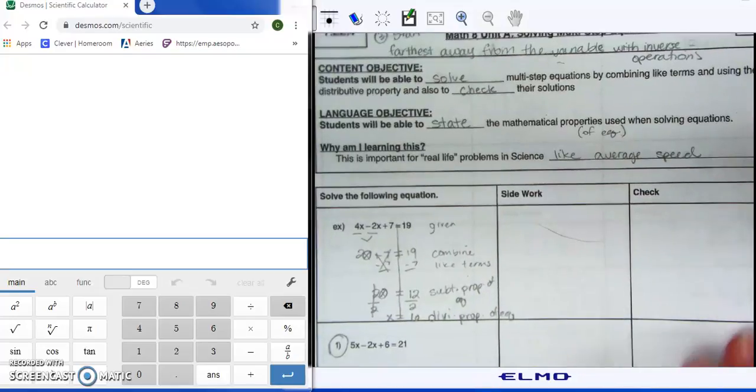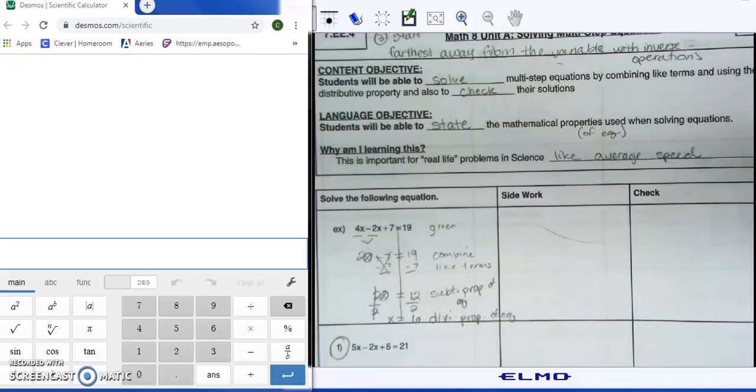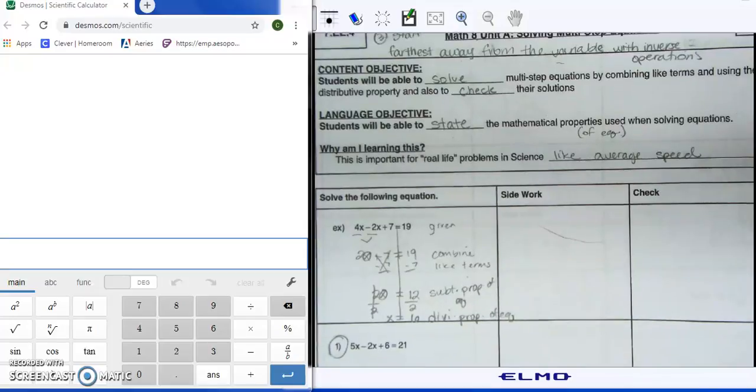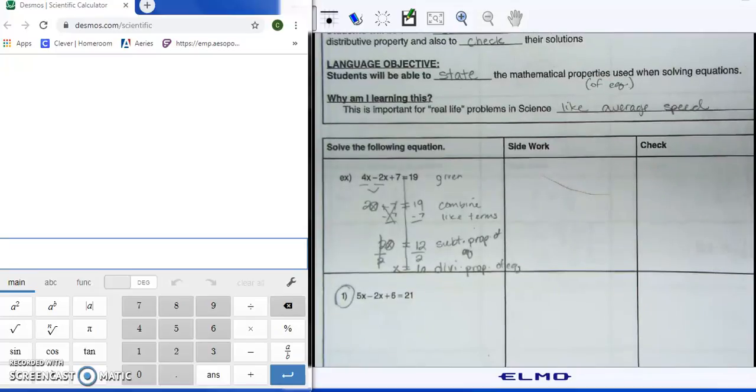Now, if we did want to check our answer, we could plug in 6 to both of these expressions, and as long as we do our math right, it should work out to 19. All right, so I'm going to let you do number 1 on your own because that one is a pretty simple one. It is just like the example we just did.